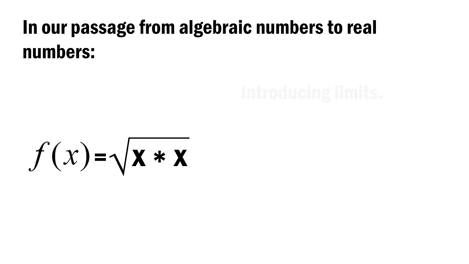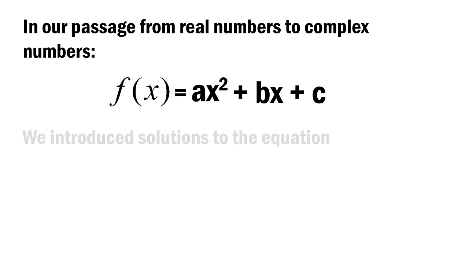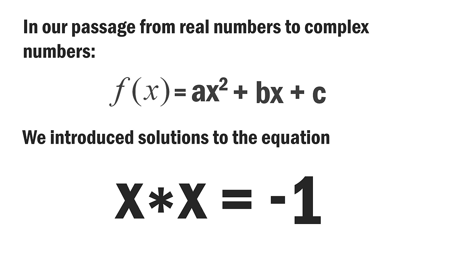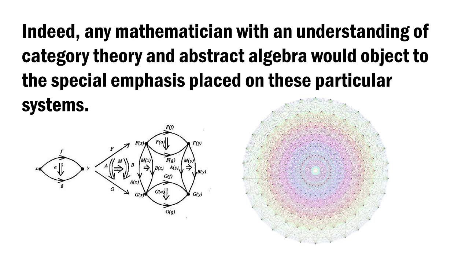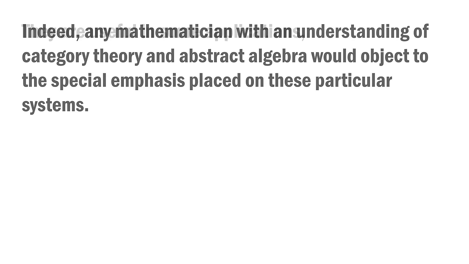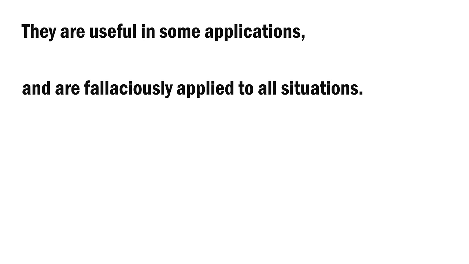And in our passage from real numbers to complex numbers, where we introduce solutions to the equation x times x equals negative 1. Now, so great is history's momentum that we take these number systems as universal truth. Why? Indeed, any mathematician with an understanding of category theory and abstract algebra would object to the special emphasis placed on these particular systems. They are useful in some applications, I will say, but they are fallaciously applied to all situations.